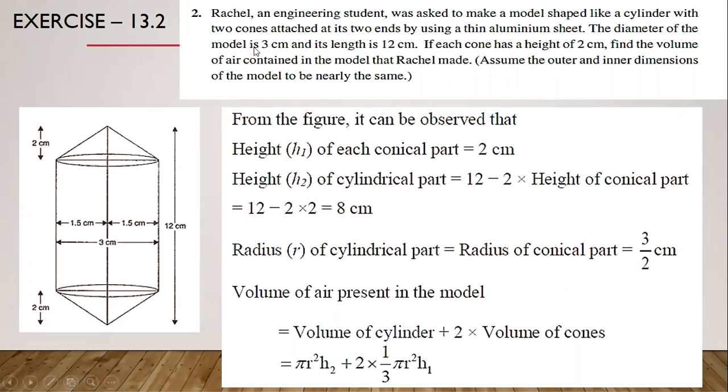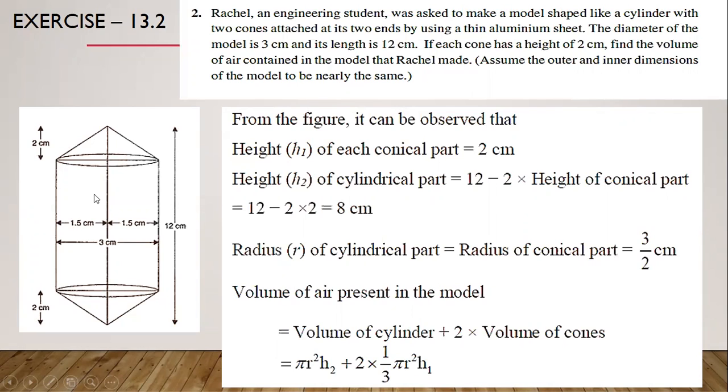Now the next one. Rachel, an engineering student, was asked to make a model shaped like a cylinder with two cones attached at its two ends by using a thin aluminum sheet. The diameter of the model is 3 centimeter and its length is 12 centimeter. If each cone has a height of 2 centimeter, find the volume of air contained in the model that Rachel made. Assume that outer and inner dimensions of the model to be nearly the same.